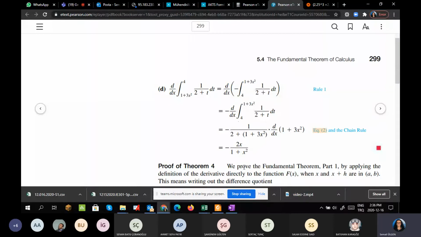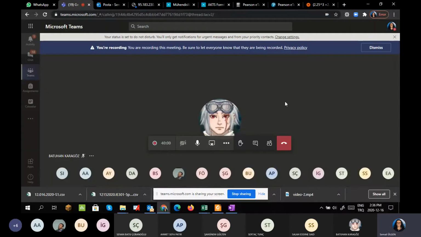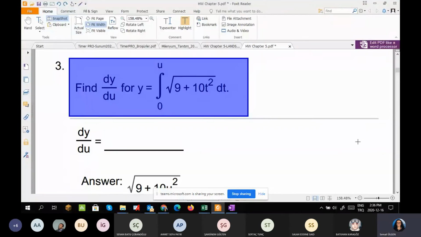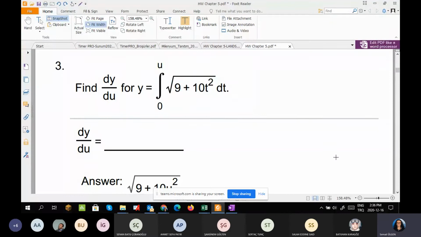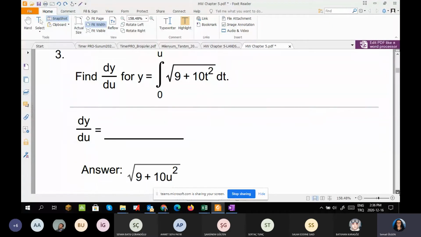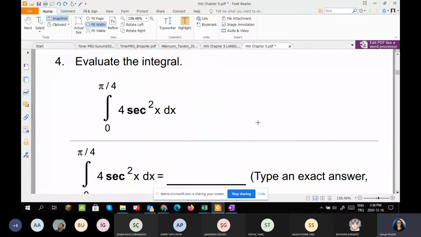Is this clear, guys? So these were harder questions than the one that we did. If you have any questions, let me know. I'm going to continue. If you don't have any, you can write in the chat if you have any questions, or tell me to redo it or something.